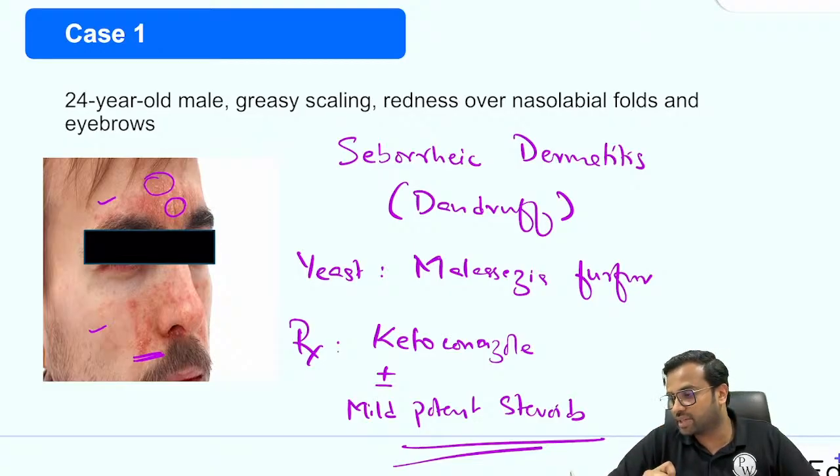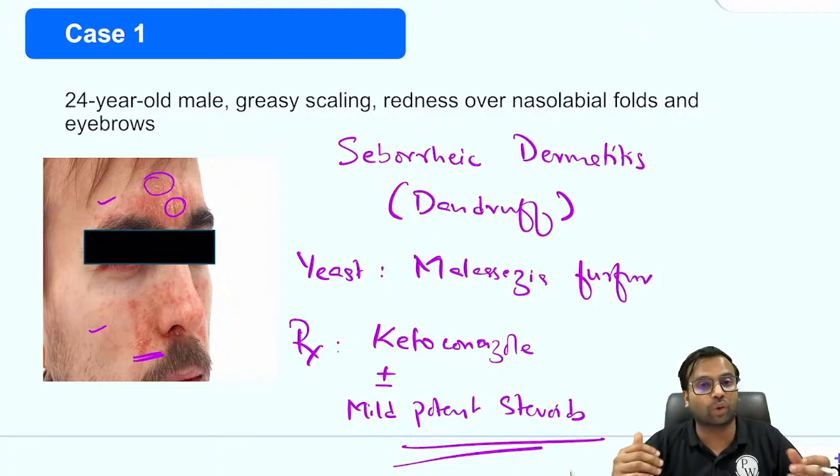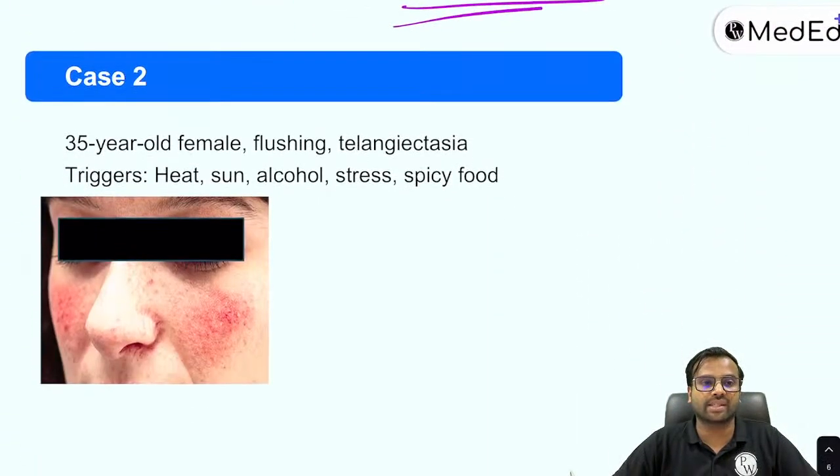For a red face. Yes, ketoconazole is correct. Selenium sulfide is another thing which is available. Even in these cases, to reduce the inflammation, we can also use calcineurin inhibitors. All those things are possible. So now let's go to the second case.